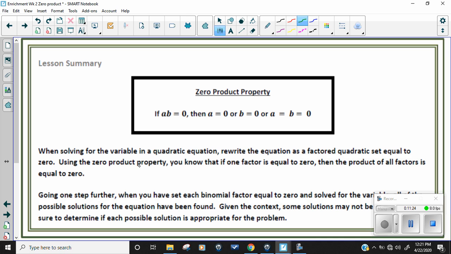All right, that's zero product property. Let me know if you have any questions. You just factor it and set each factor to 0. Thanks. Bye.